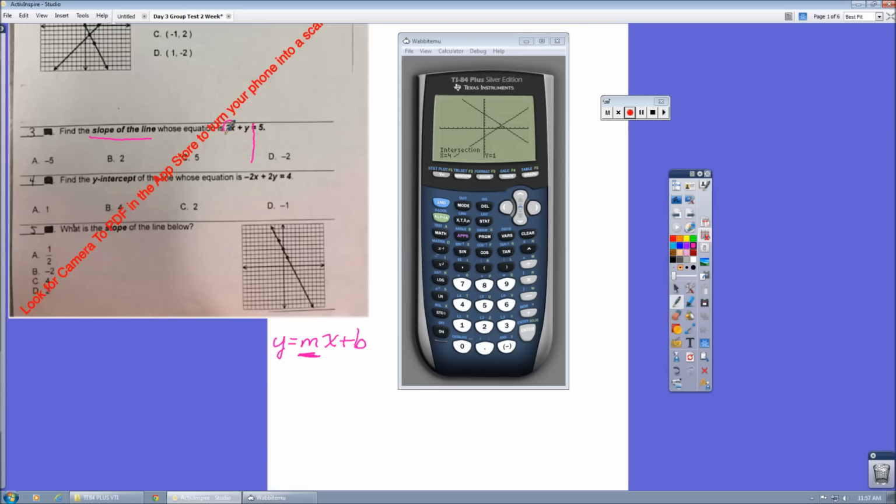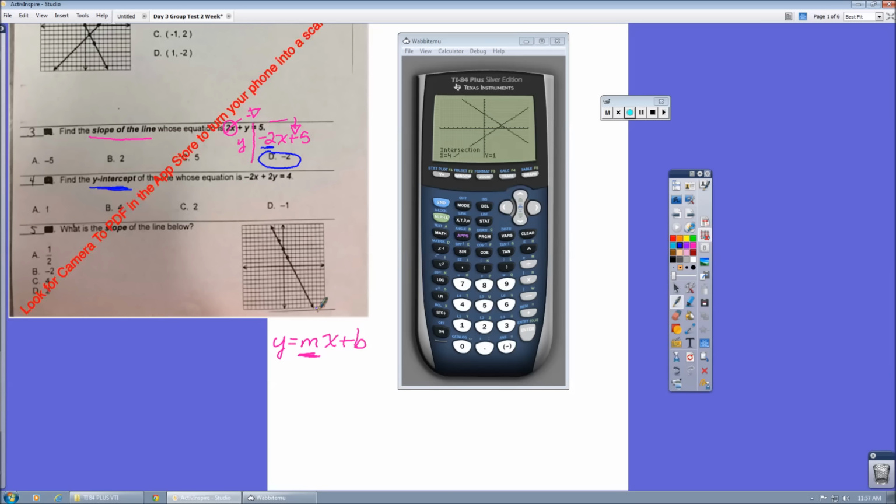So put in y equals mx plus b. The 2x is positive on the left, which means it's going to be negative on the right. And the 5 is positive, so you have y equals negative 2x plus 5. And we're asking for the slope. The slope is the m, kind of like a mountain, and so your slope is negative 2.